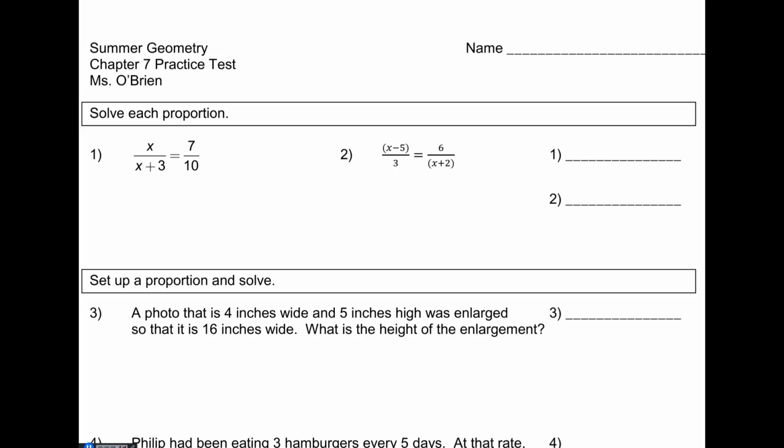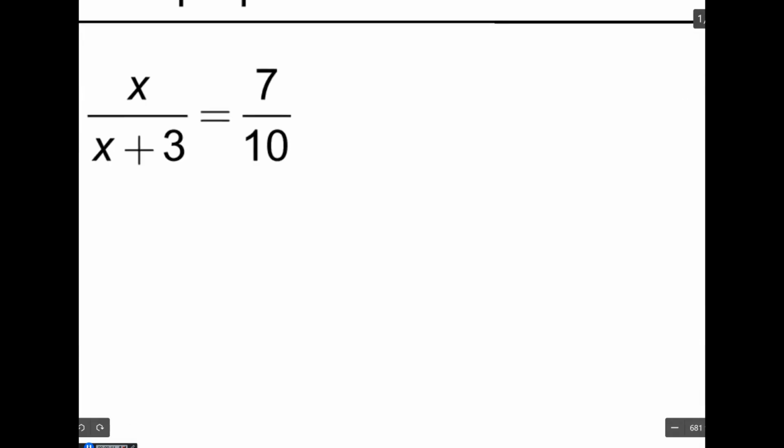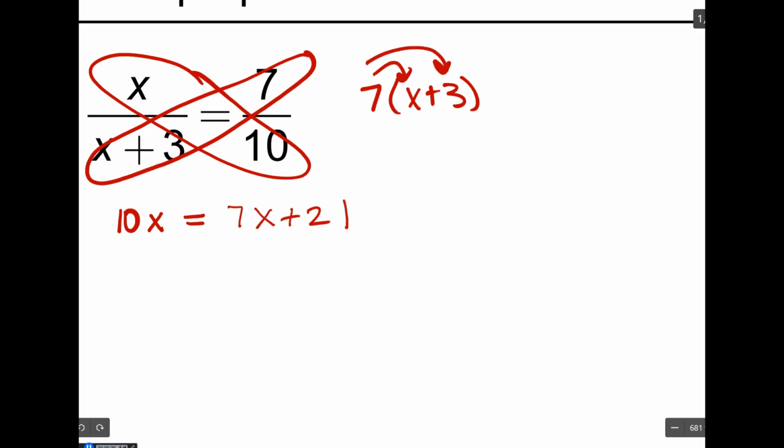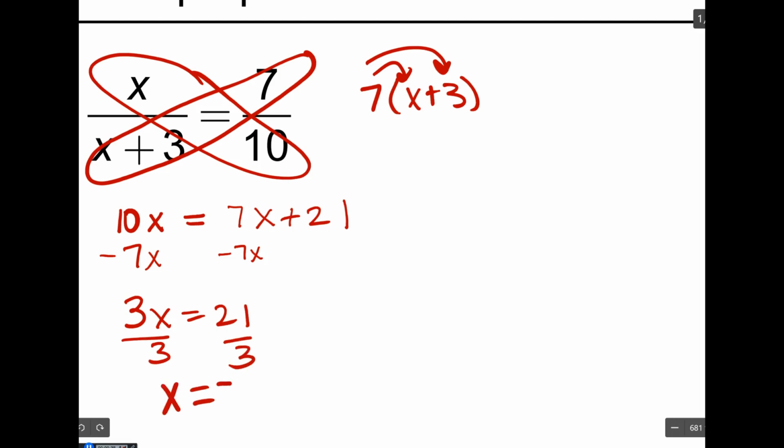So, chapter 7 practice test, solve each proportion. I hope by now we're comfortable solving proportions. Butterfly method, cross multiply, whatever you want to call it. 10 times x is 10x. 7 times x plus 3. Don't forget to distribute out your 7, so you have 7x plus 21. Subtract 7x from both sides, you have 3x equals 21. Divide by 3, we see x is equal to 7.